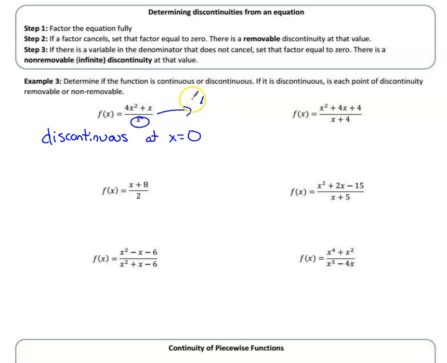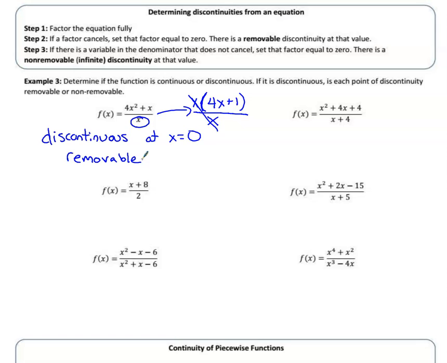If I factor out an x, because there's a greatest common factor of x in the numerator, that would be 4x plus 1. There's just an x in the denominator, and then I can cancel that out. If I divide numerator and denominator by x, I have just removed that discontinuity from the problem. Now there's no longer a denominator to worry about, so it is removable. It's a removable discontinuity at x equals 0.